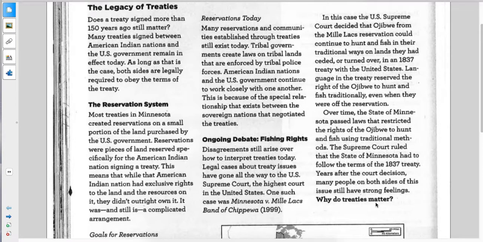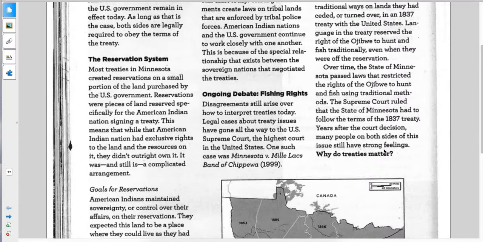So, why do treaties matter? Well, we look here, we see that Minnesota made specific laws saying that Ojibwe couldn't fish in their traditional way, but the U.S. Supreme Court said that the 1837 treaty still holds up. So you have a conflict there between what Minnesota laws say and what the Supreme Court says.